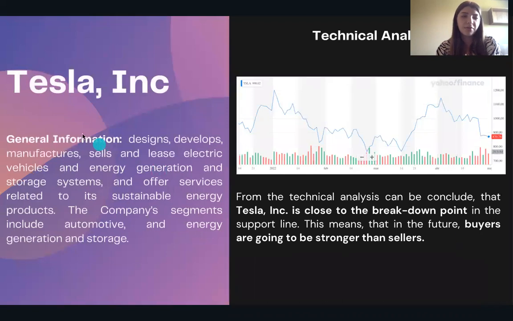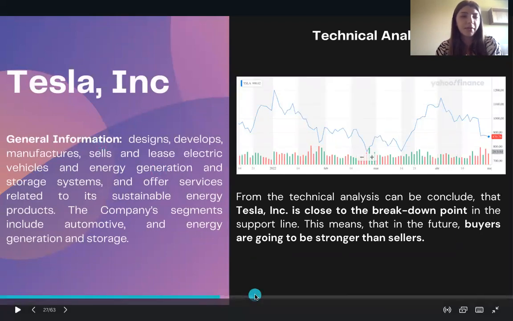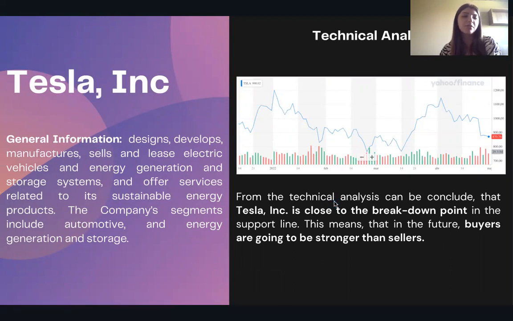Now, regarding Tesla. Tesla is a company that produces electric cars and focuses on energy generation and storage. Referring to the technical analysis, we can see that Tesla is also facing a downtrend. It's very close to reaching the breakdown point, even though it hasn't reached it. So it's better at this moment to buy, even though in the short period of time it will be better to sell.